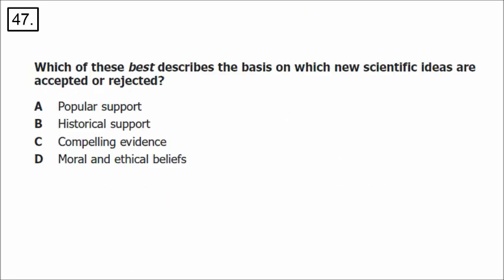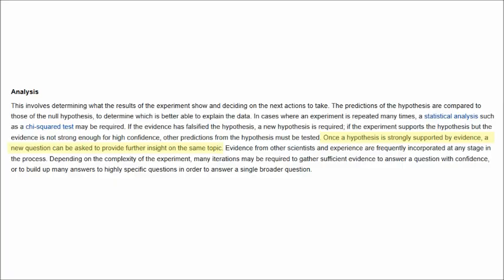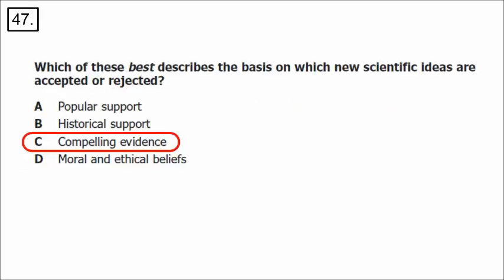Number 47, this has to do with the scientific method. The basis on which new scientific ideas are accepted or rejected. Well, in general, we formulate hypotheses, we develop testable predictions, we gather data, and then continue to refine, alter, expand, or reject our hypotheses based on experimental results. Once a hypothesis is strongly supported by evidence, a new question can be asked to provide further insight on the same topic. Therefore, compelling evidence is the best reason for new scientific ideas to be accepted or rejected.